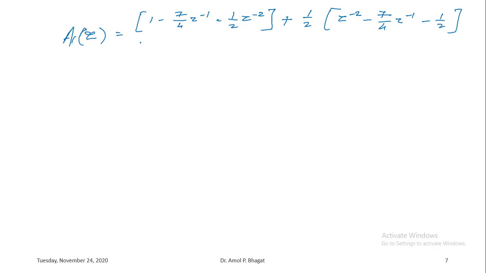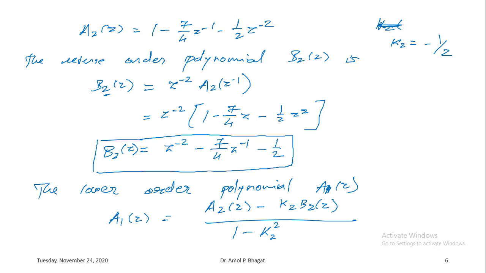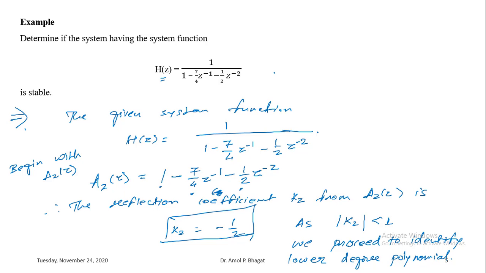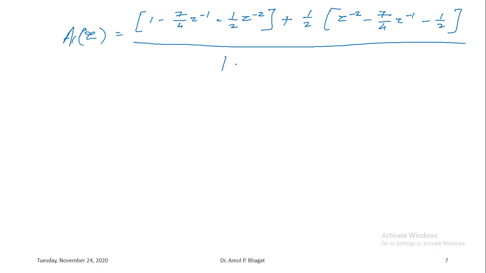Okay, and then in here 1 minus k2 square, so k2 is minus 1 by 2, so minus 1 by 2 square will be plus 1 by 4, right? So it will be 1 minus 1 by 4 that will be there, right? So if you simplify this polynomial, after simplification, here you will get a1 of z is equals to, you just multiply the bracket with 1 by 2, right?